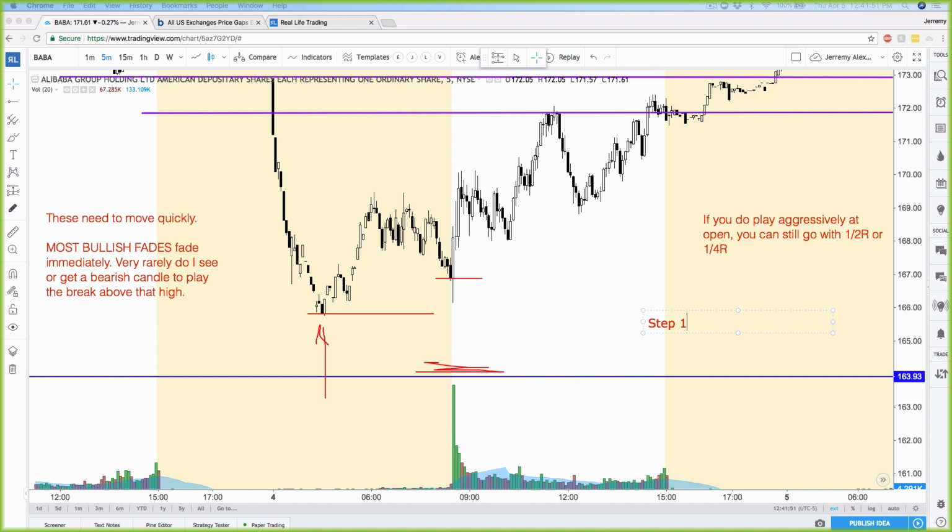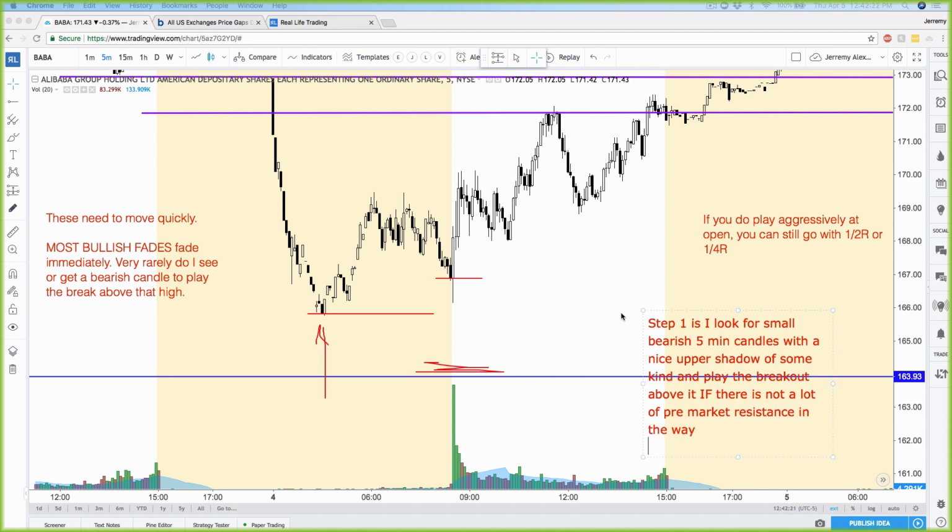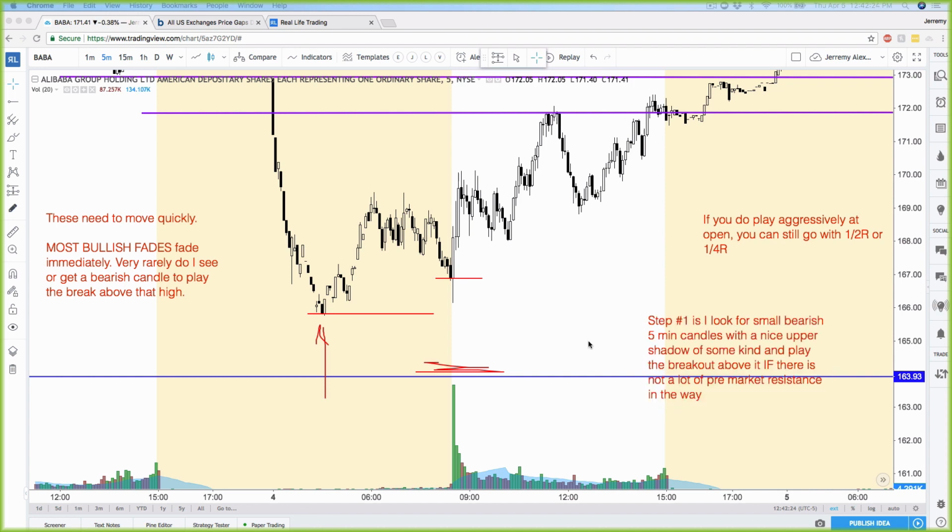So my step 1 is I look for small bearish 5-minute candles with a nice upper shadow of some kind, and play the breakout above it if there is not a lot of pre-market resistance in the way. That's just what I do. Is that right or wrong? Neither. It's just kind of how I play it. So small bearish 5-minute candles.